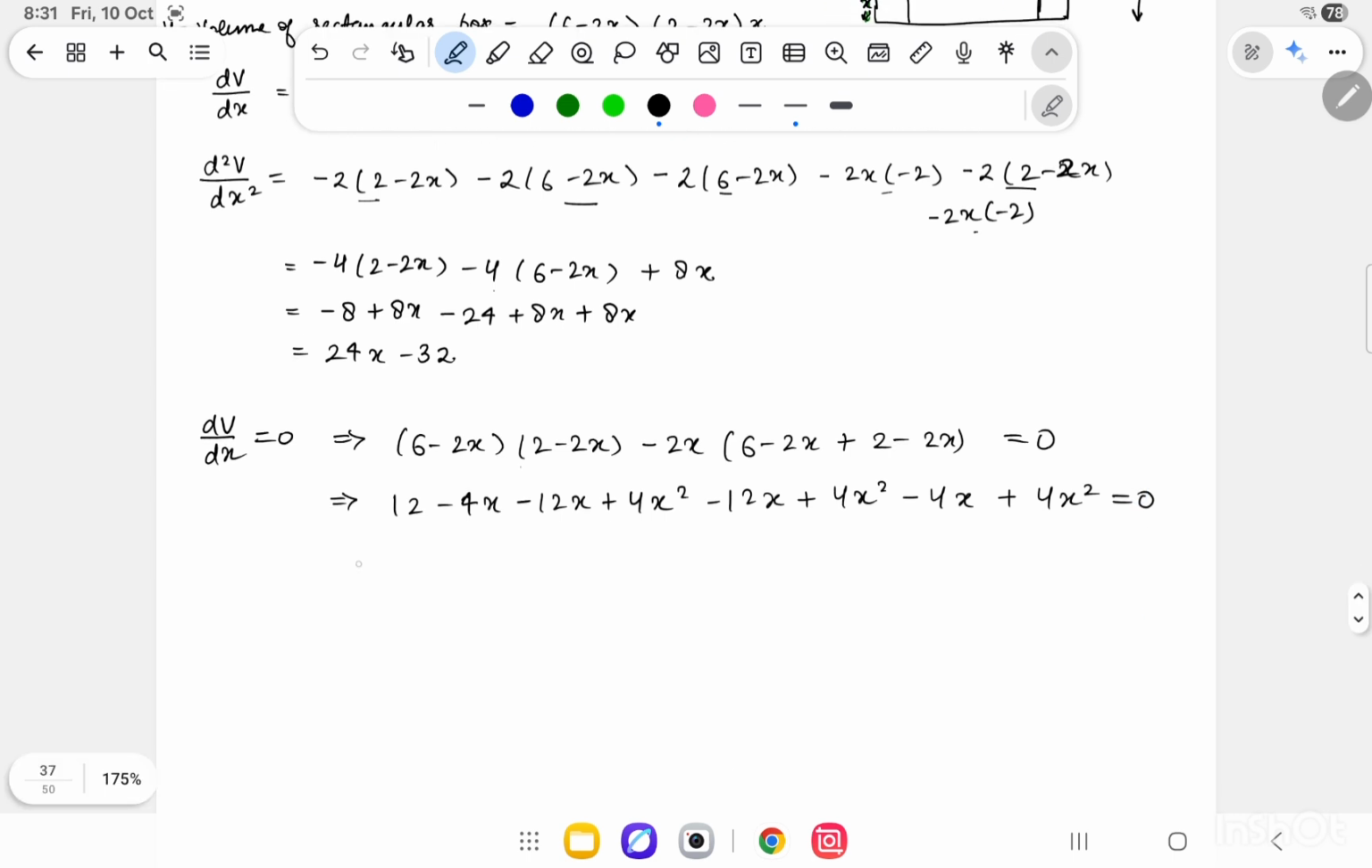Now let's club the common terms. So from here I'll get 4x square plus 4x square plus 4x square.